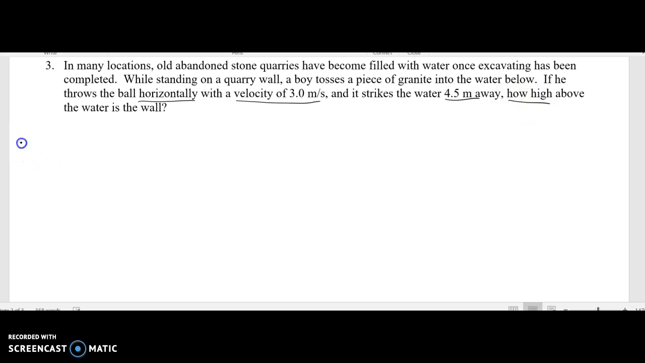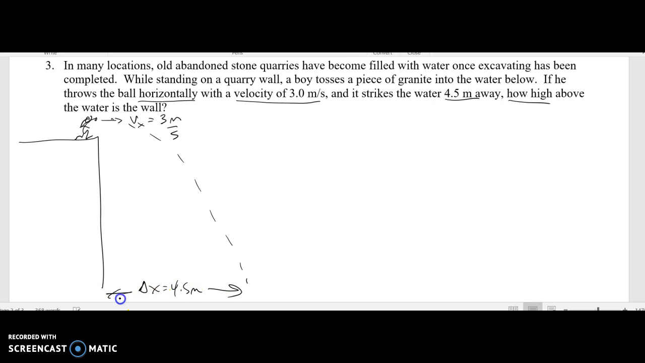So first thing we do is drawing. Here's a guy, one ball. It starts off with the velocity in the x direction of 3 meters per second, so 8 miles an hour. We know this thing's going to go sploosh, and it lands 4.5 meters in that direction. So this is 4.5 meters away. That's kind of a clue for that.